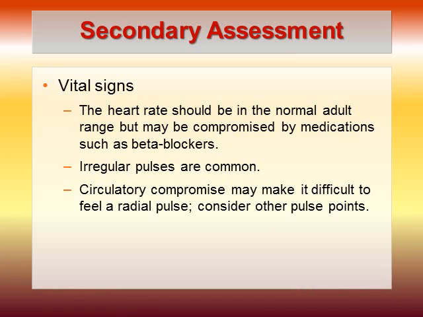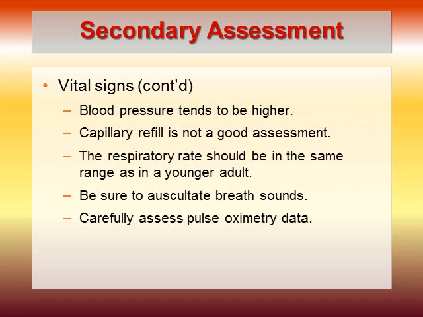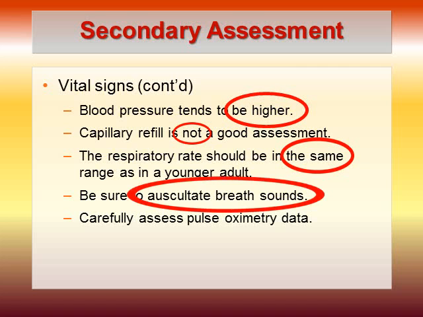In checking vital signs, a few things to keep in mind. Heart rates are often affected by medications. Irregular pulses are common for a variety of reasons, including the possibility of atrial fibrillation. And circulatory compromise may make it hard to find a radial pulse. This may be because of their medication or because of atherosclerosis. And a couple of other things. Don't be surprised if you're dealing with some high blood pressure. Remember that cap refill is usually not a good assessment because of decreased peripheral circulation with age, while respirations and the importance of breath sounds do not change in any way between older patients and younger patients.